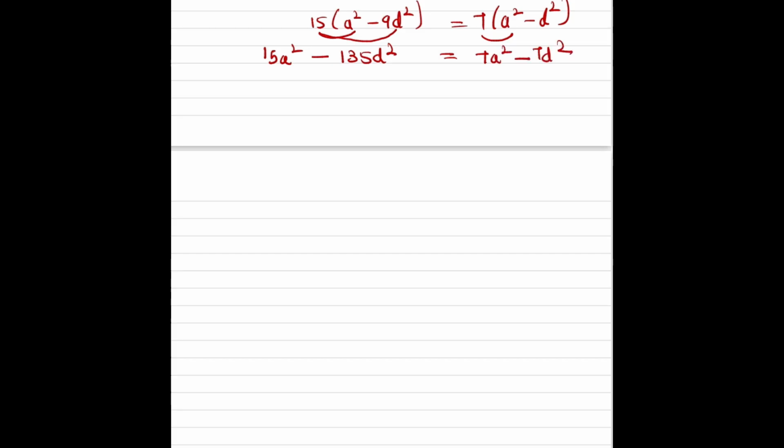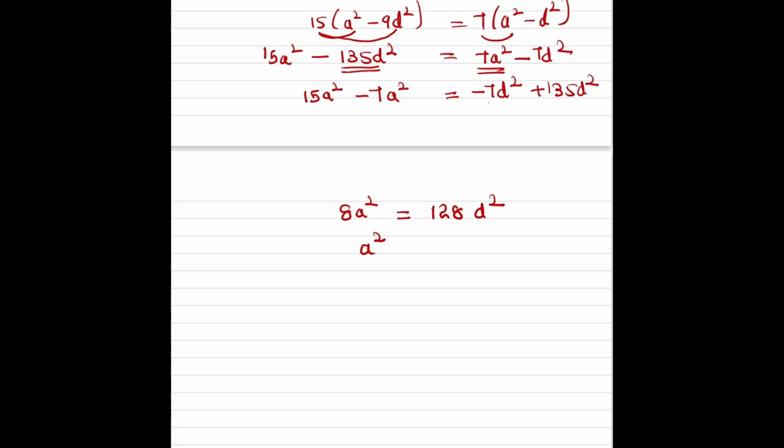All the variables, so I am taking all the A to this side. So 15A square, this one I am taking to that side, minus 7A square equal to minus 7D square, this one I am taking to that side, plus 135D square. So 15 minus 7, that is 8A square, equal to minus 7 plus 135. So subtract and write the greater number's sign, 128D square. Now, 8A square equal to 128D square.